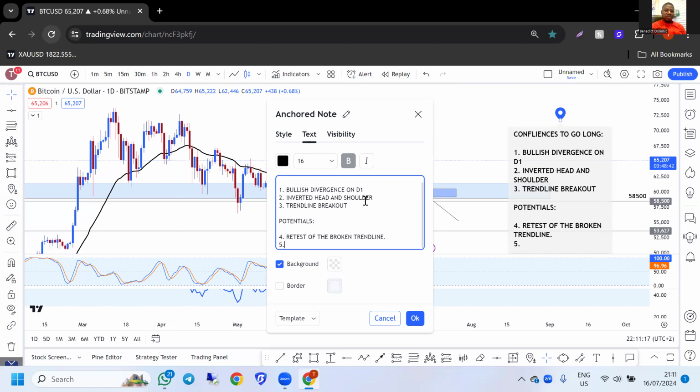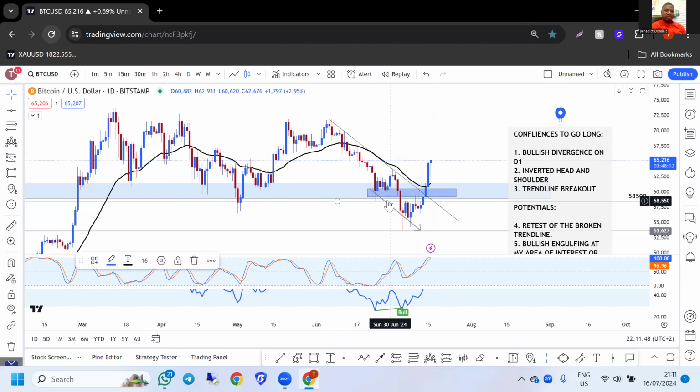Then bullish engulfing at my area of interest or support area. The support area I'm talking about is here. This place I marked. So I wait for market to come and test it or retest the trend line, whichever one that happens.